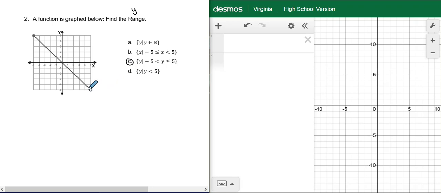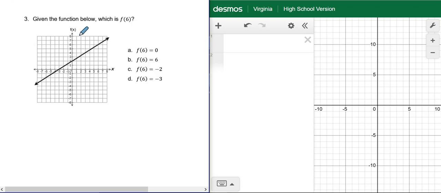-5 has an open circle, so we don't close it, which means it's not included in our answer, in our range. Okay, let me go to the next question.